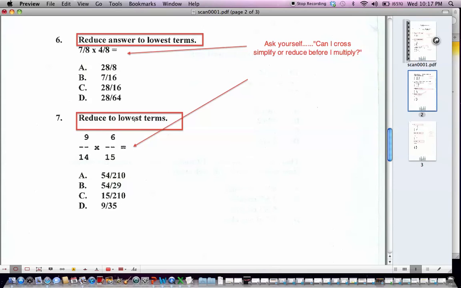Number 7, reduce to lowest terms. Again, ask yourself, does anything reduce diagonally? Look and see. Do we see common factors here? And then we're going to multiply that out in lowest terms.